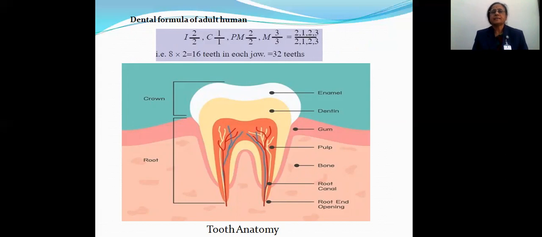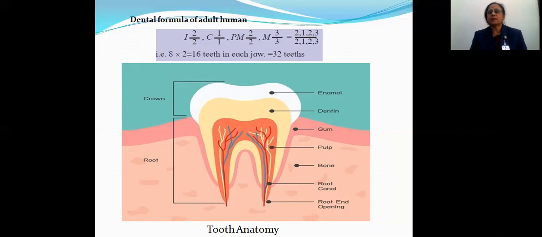The dental formula can be given as: I means incisor, 2 by 2, the upper 2 is the upper jaw and the lower is the lower jaw. Then canine 1 by 1. One canine is present in the half part of the upper jaw and the half part of the lower jaw.